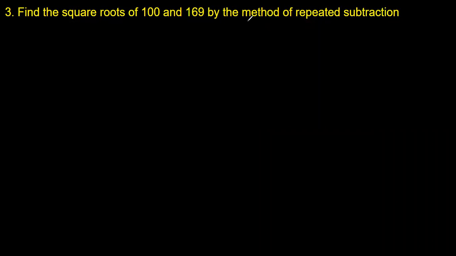Okay, let's talk about this method of repeated subtraction first. We have seen that a square number can be written as the sum of successive odd natural numbers starting from 1. If we add 1 plus 3, two odd numbers, we get 4, which is a perfect square. And if we add 1, 3, 5, we get 9. Again, this is a perfect square.